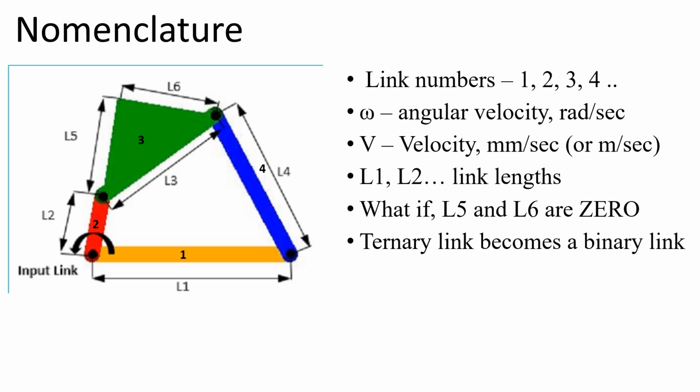Link 2 is shown in red color. It is the driver link to which input is provided as a rotational motion omega. Omega is an angle turn in radians per second. Link 3 is connecting link and link 4 is driven link. Link 1 is fixed link and also called as frame. If L5 and L6 of link 3 are 0, then this ternary link becomes a binary link.